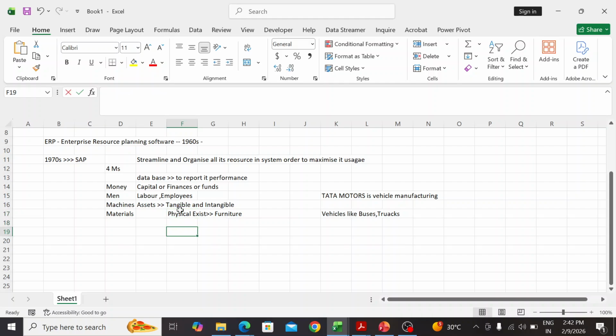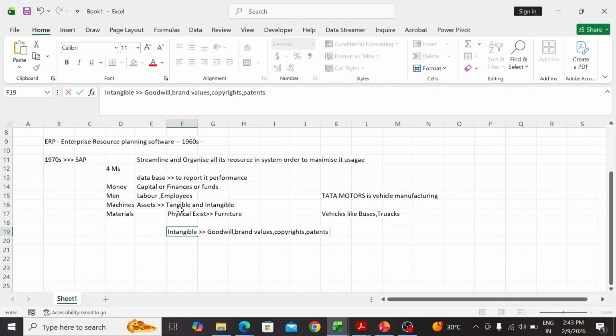Intangible assets do not have any physical existence. You cannot touch it and you cannot feel it, like goodwill, brand values, copyrights, and patents. These are all assets, but they do not have any physical appearance. They are invisible, but they are assets.